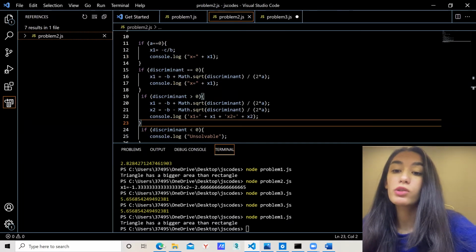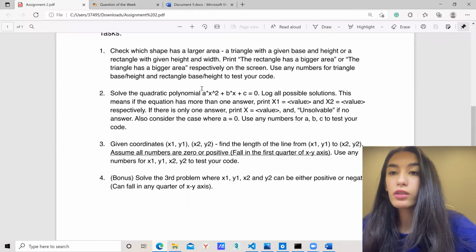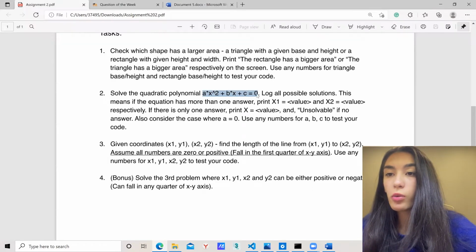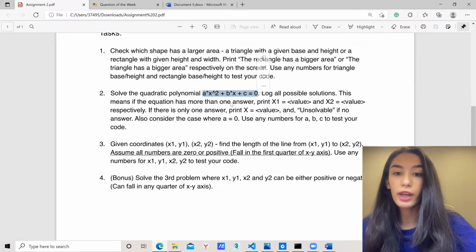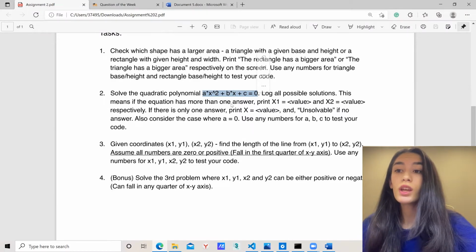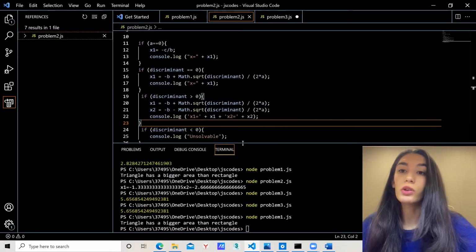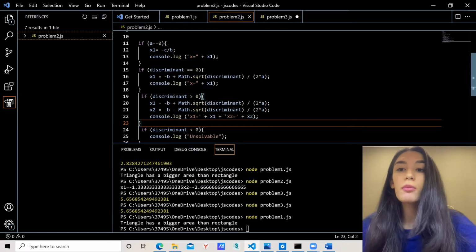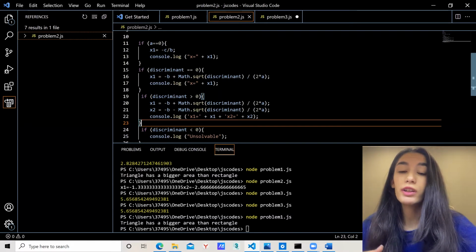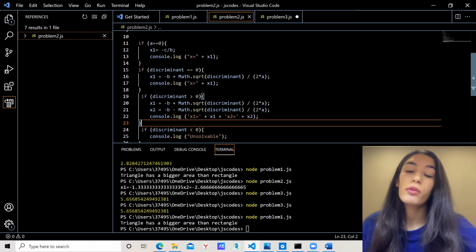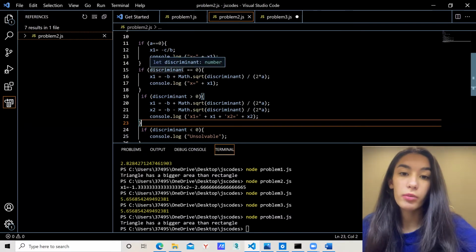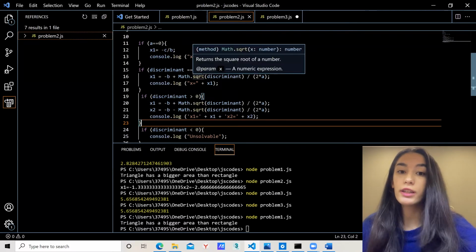We were given a quadratic polynomial. This was our polynomial, and we must consider all the cases. When the discriminant is equal to 0, it will have only one solution. When the discriminant is bigger than 0, it is non-negative and has 2 roots. The third case is when the discriminant is negative. That means that it has no solution.